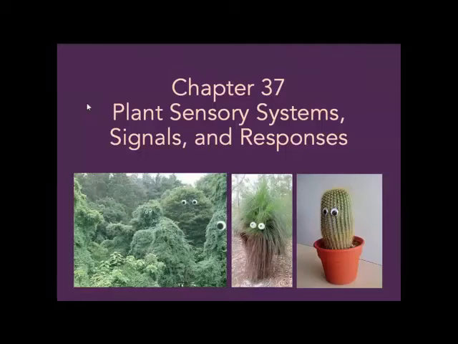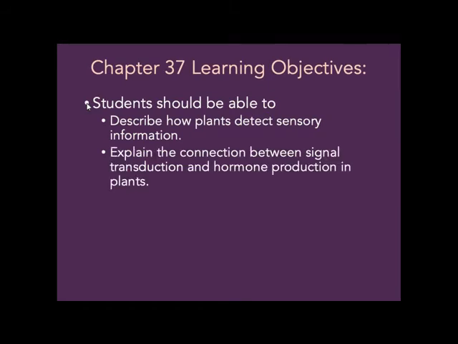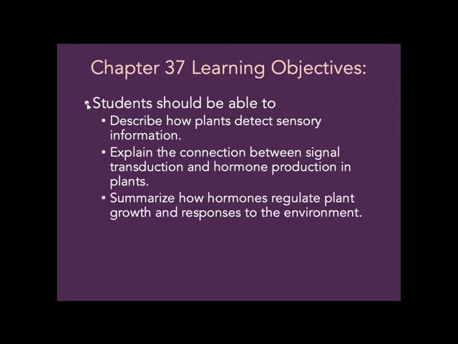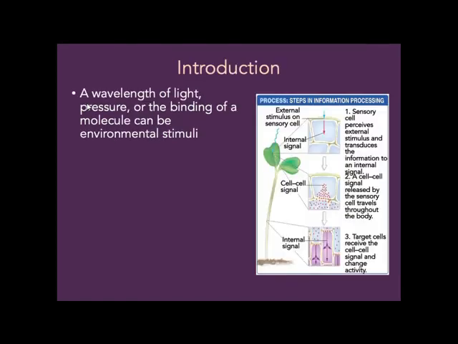Welcome to Chapter 37, Plant Sensory Systems, Signals, and Responses. By the end of this chapter, you should be able to describe how plants detect sensory information, explain the connection between signal transduction and hormone production, summarize how hormones regulate plant growth and responses to the environment, and explain how plants defend against pathogens and herbivores.